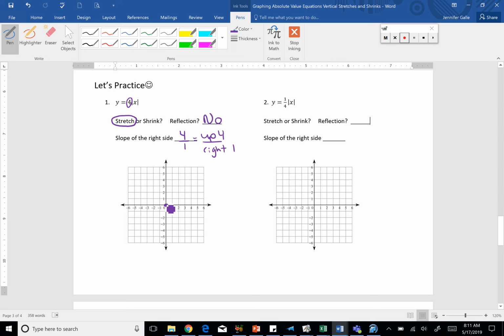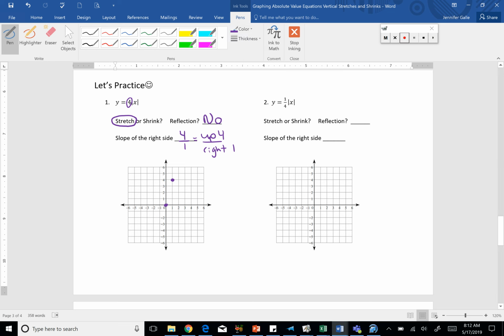And then we have the slope of our right side. The slope of our right side says we need to move up 4. 1, 2, 3, 4. And we need to move right 1. I can't go up 4 and right 1 again. I run out of graph, and that's okay. You go down.